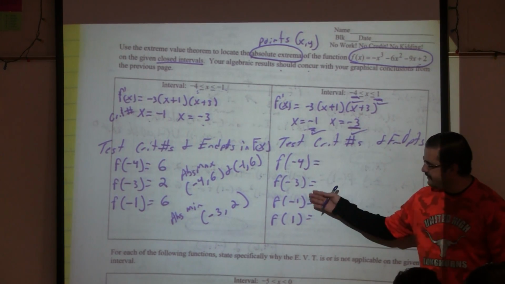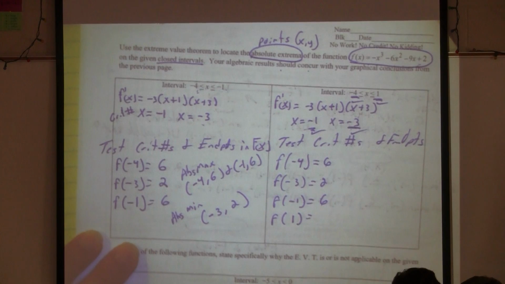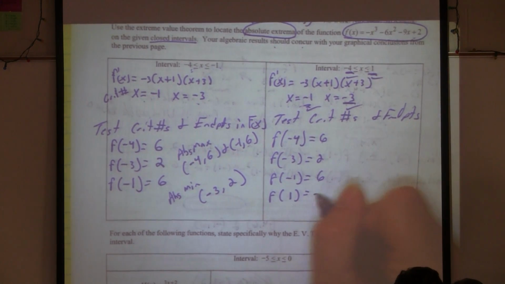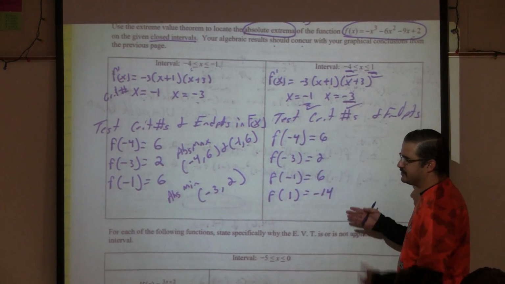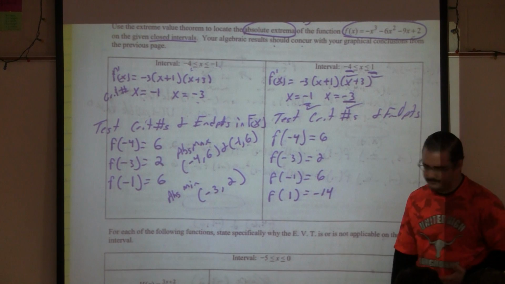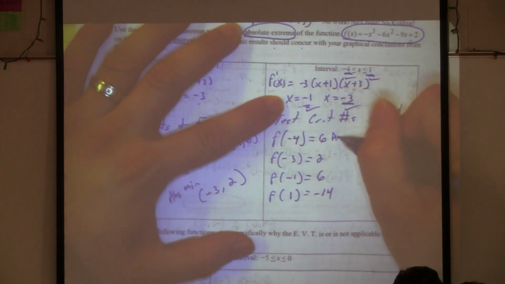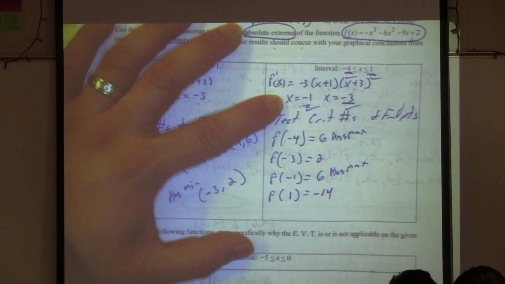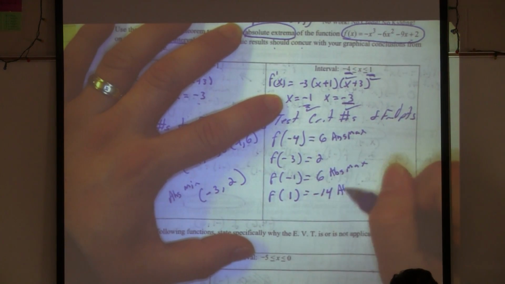What were the first three? You already found them, right? 6, 2, 6. Last one, what should the last one be? Negative 14. So now you just look at the numbers, which is the biggest one? 6. So that means that that's an absolute what? Absolute max. And which one's the smallest one? Negative 14. That's my absolute min.